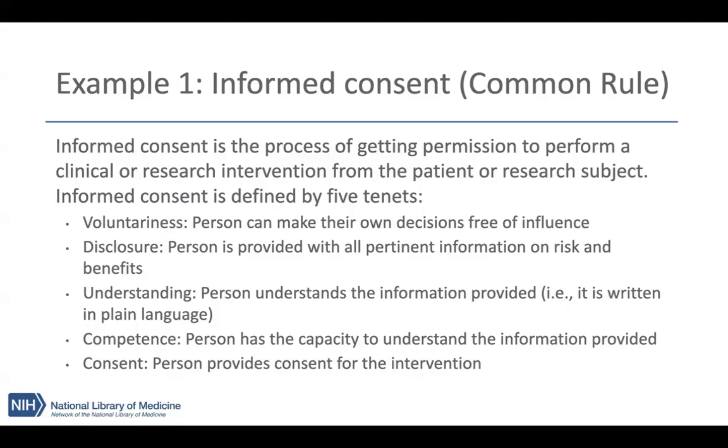First, it must be voluntary. People need to be able to make their decision free of influence. Second is disclosure. The person must be provided with all pertinent information on risks and benefits of the intervention. The third is understanding. The person needs to understand the information provided. All information provided needs to be provided in plain language. The fourth is competence. The person needs to have the capacity to understand the information provided. And finally, consent. The person must actually consent to the intervention.